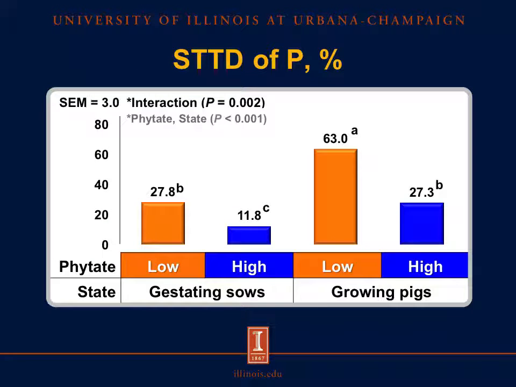There was an interaction between phytate level and physiological state: the STTD of phosphorus was greater if pigs were fed the low phytate diet rather than the high phytate diet, but the difference was greater if growing pigs rather than gestating sows were fed. Gestating sows had reduced STTD of phosphorus compared with growing pigs, and growing pigs are likely more affected by phytate level.